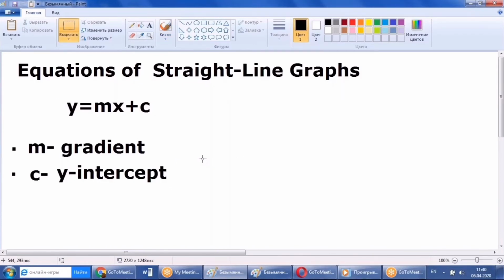Now we will talk about the equations of straight line graphs. The equation of a straight line can be written in the form y equals mx plus c, where m is our gradient and c is our y-intercept. So what does y-intercept mean? This is the point where the line crosses the y-axis. And this is the point where x is equal to 0.